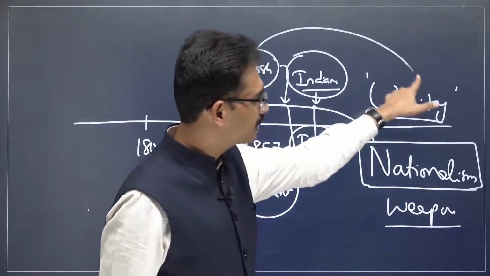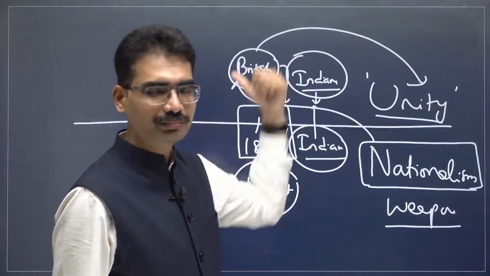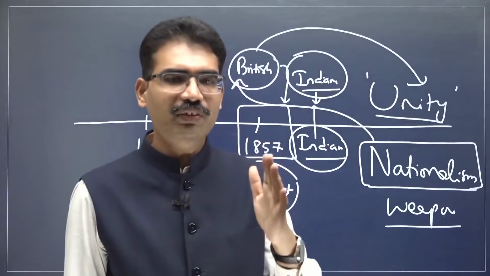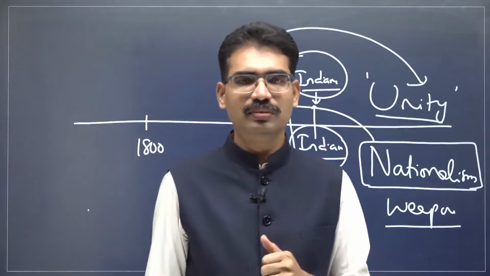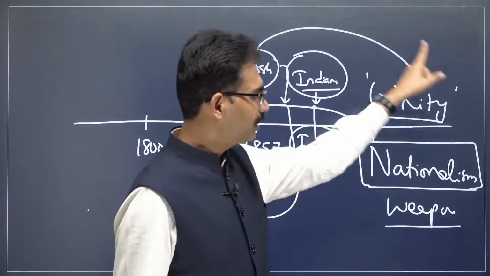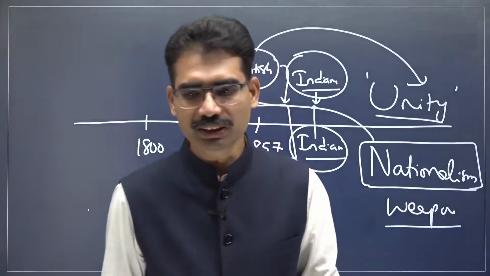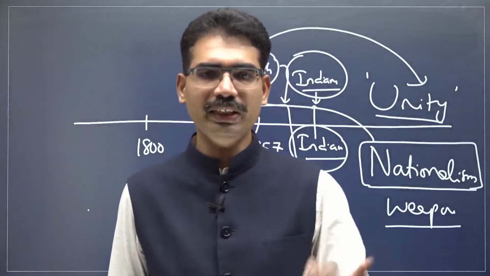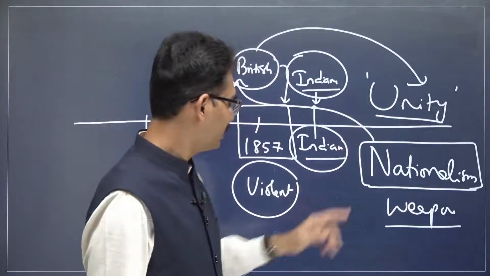Now, when nationalism is becoming the new weapon in the hands of Indians, the British are going to see this unity as an enemy to them. Now, how to break it? Only they were able to control India because Indians were fighting amongst themselves. Now, if Indians are coming together and talking about unity, then it is very difficult for the British to continue to rule India.